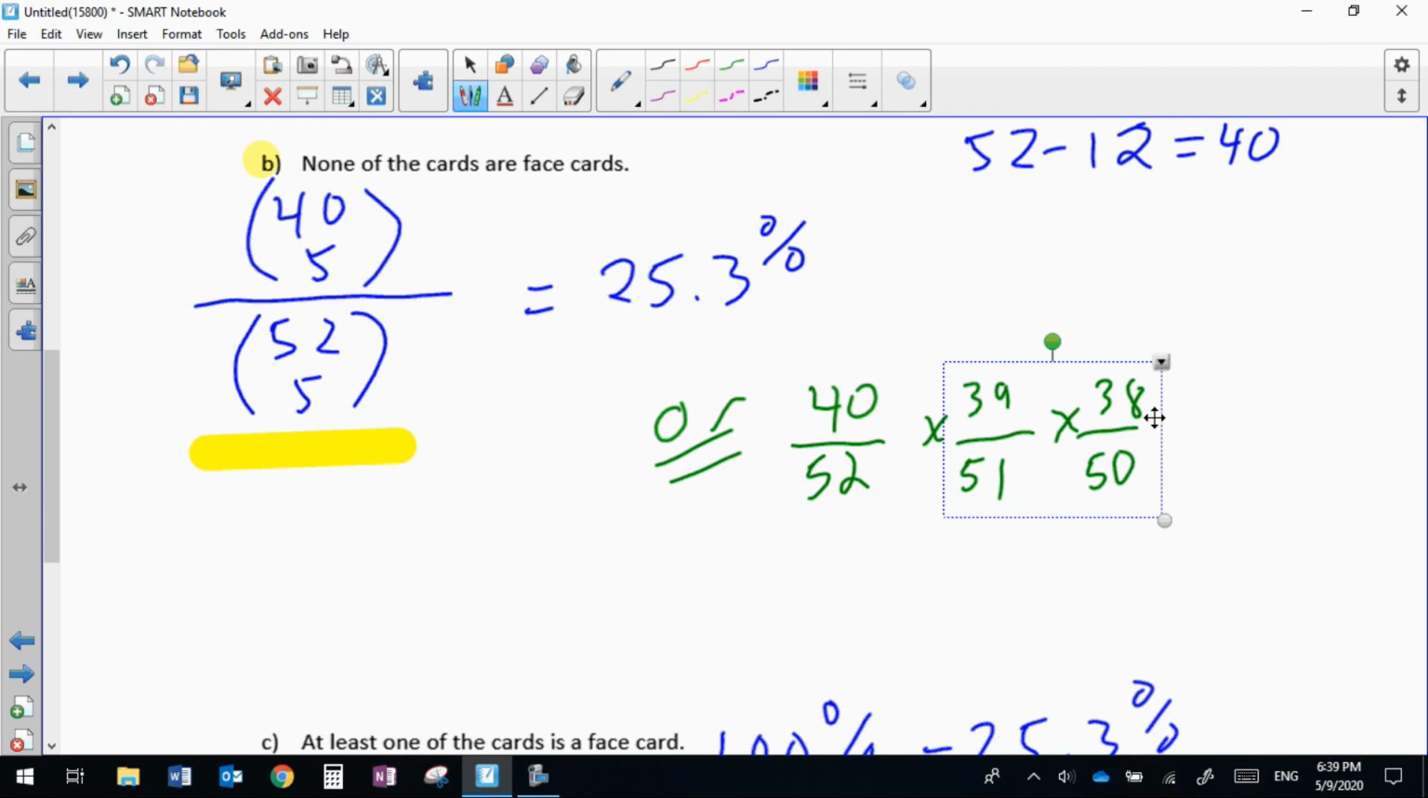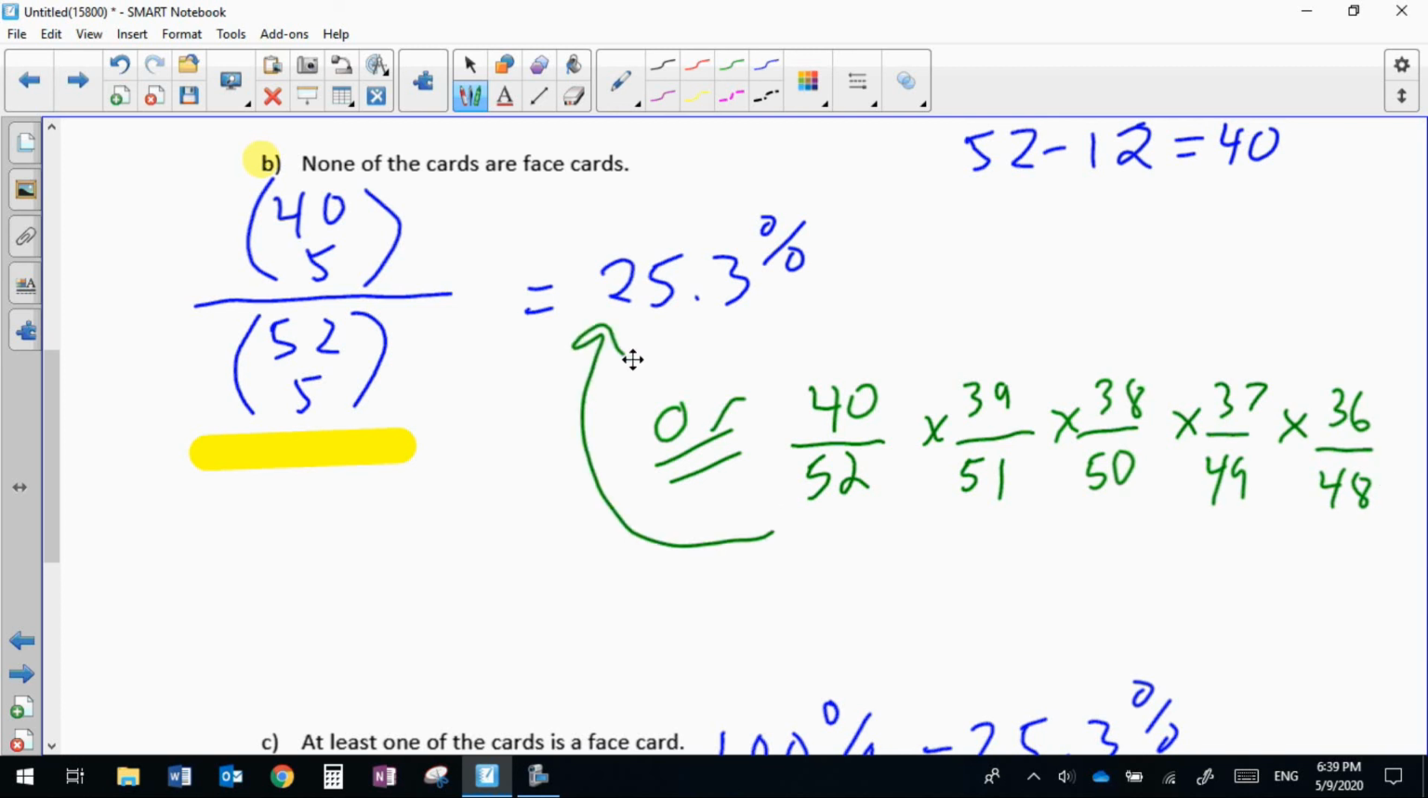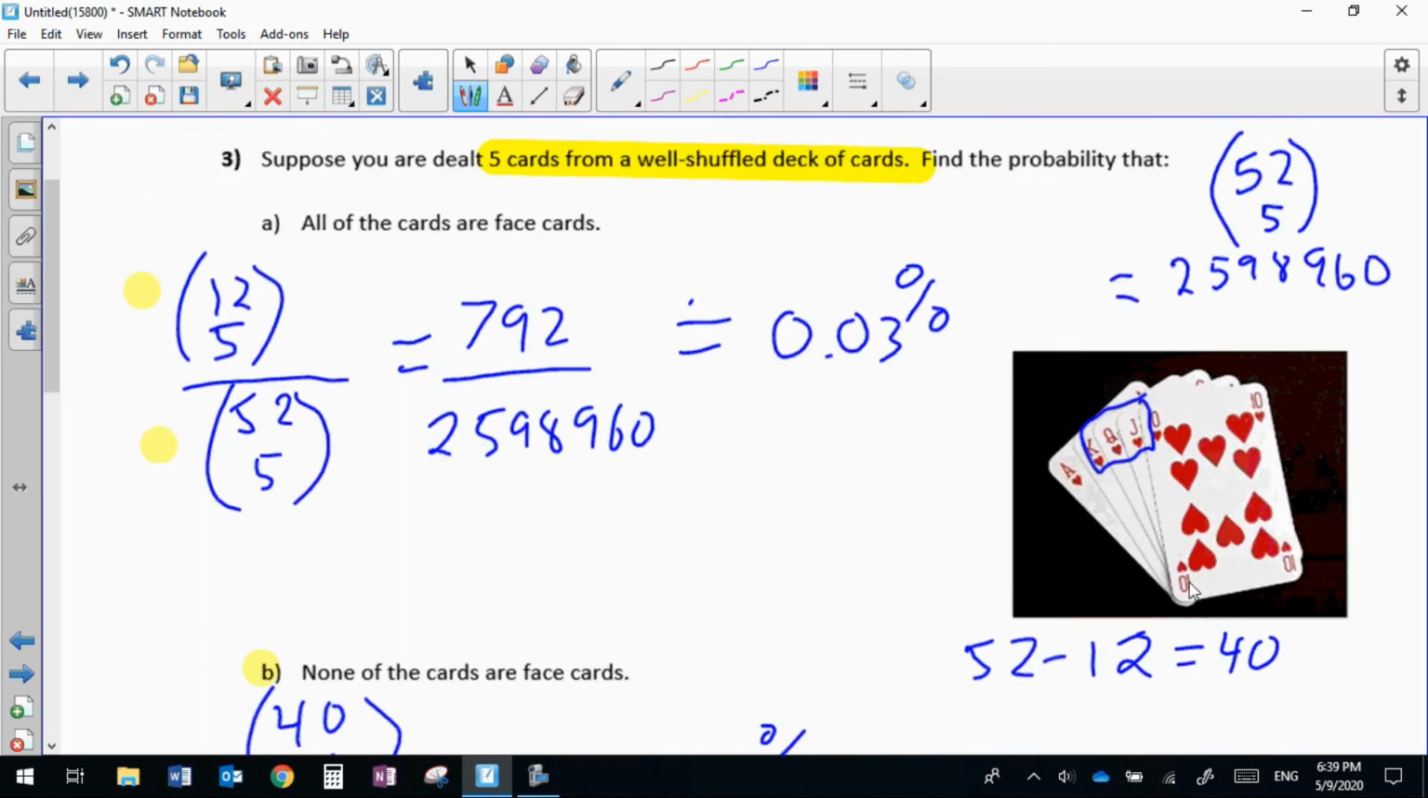That's the probability the third card is also not a face card, times the probability the fourth card is also not a face card, and then times that by the probability the fifth card is not a face card either. If you do that, you will get close to 25.3% as well. In fact, these are equal. They are exactly the same. So you don't have to necessarily use combinations. You can think about events as well to answer this problem. And you could also think about events to answer question A as well, that they're all face cards. You could do it that way too.